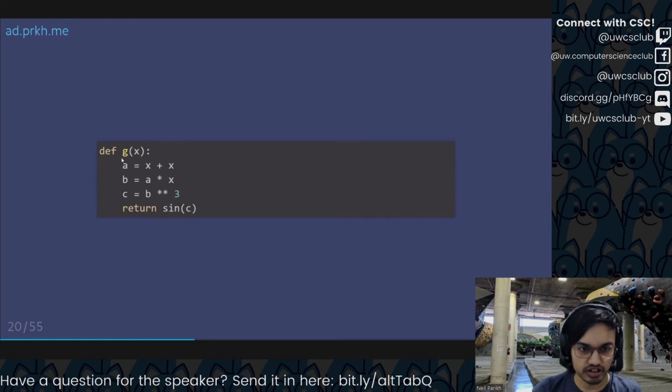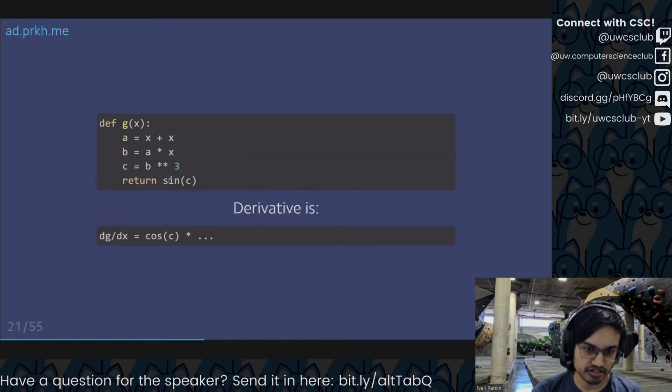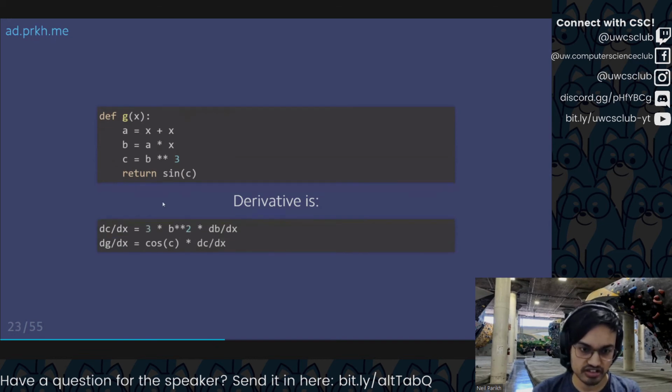Now, the derivative of g with respect to x is pretty obvious, right? It's just cos c, because the derivative of sine c is cos c. But c is also a function of x, so we have to apply the chain rule and multiply that by dc/dx. That's what I was saying about the chain rule before. Now, what's dc/dx? That's just the derivative of c: reduce the exponent by 1 and move it over here, so you get 3 times b squared. And since b is a function of x, you have to take the derivative again.